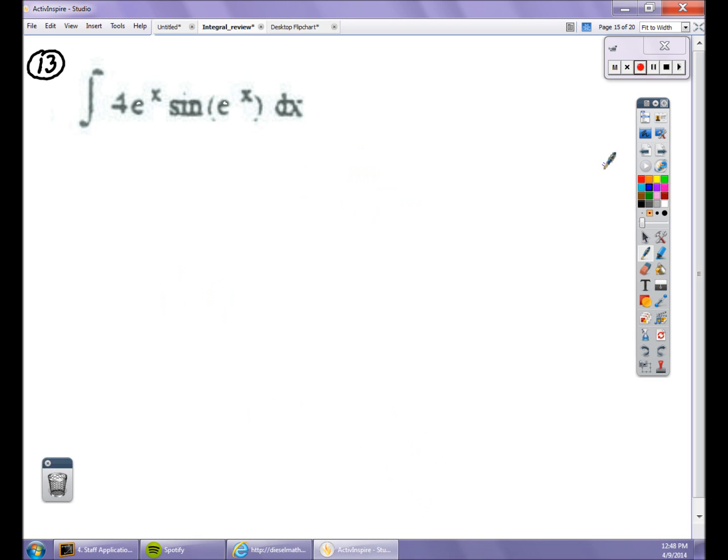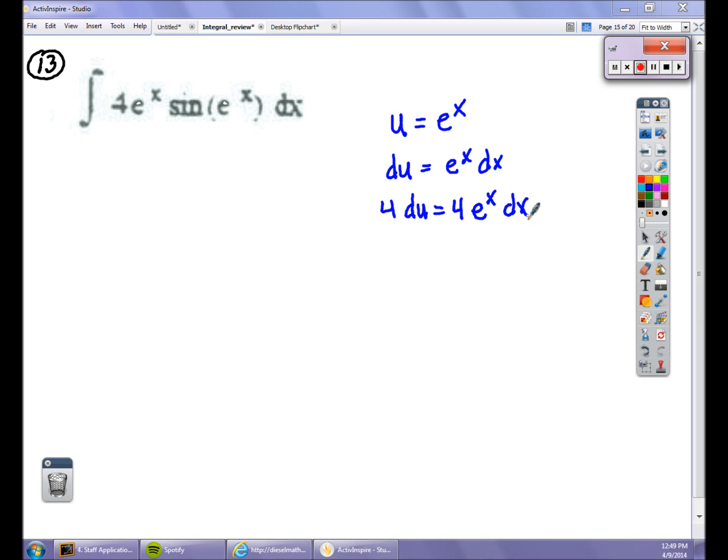Here's question 13. Hope that's not too blurry for you. There's your hint. I would let u equal e to the x. The derivative of e to the x is e to the x. I do have an e to the x, but it's multiplied by 4, so I multiply the entire expression times 4, making it 4 du.